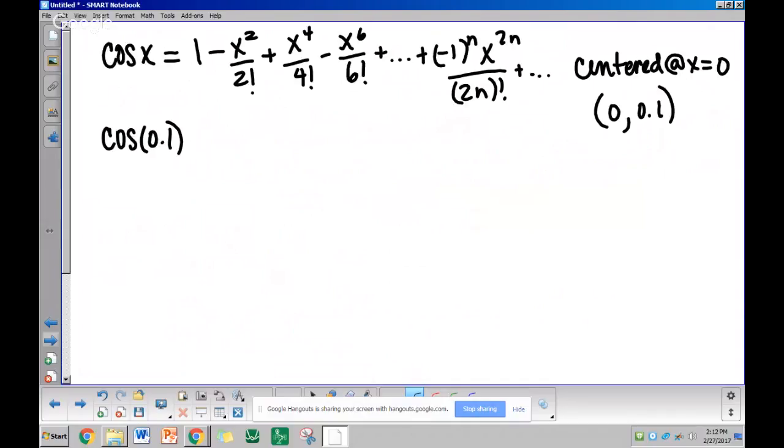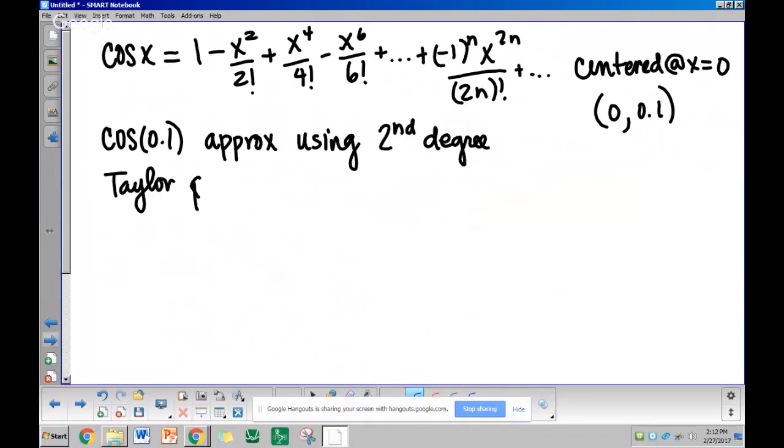But I don't want to use all the terms. Let's just use the first. You want to use the first 2 or the first 3? Okay, Kyle says 3, you say 2. I can't go 2.5. Let's just do 2. Okay, we're going to approximate using the second degree Taylor polynomial.